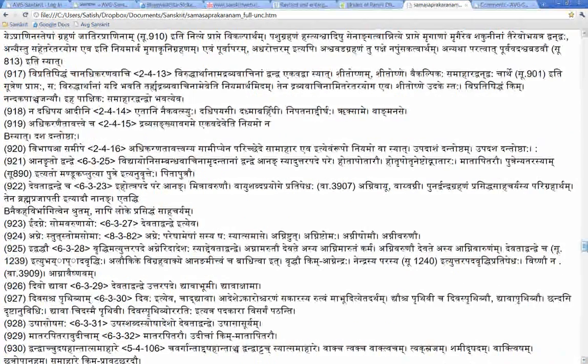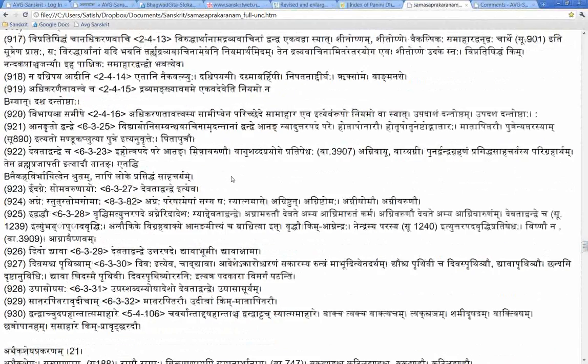The entire Samasa Prakaranam of Siddhanta Kaumudi is available here, and it has also been sent to you. If you don't have it, just email and we'll forward it to you. So last time we were looking at this long sutram, which is 945.